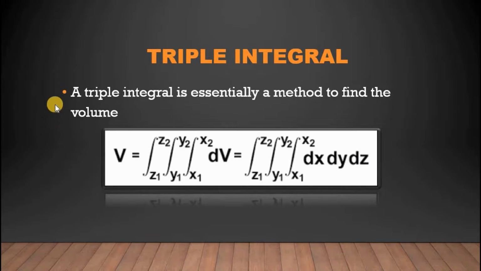Before that, we have to know that a triple integral is essentially a method to find the value. Any object has its own value in the three-dimensional parameters dx, dy, and dz. By integrating these three parameters, we can find the value of the object.